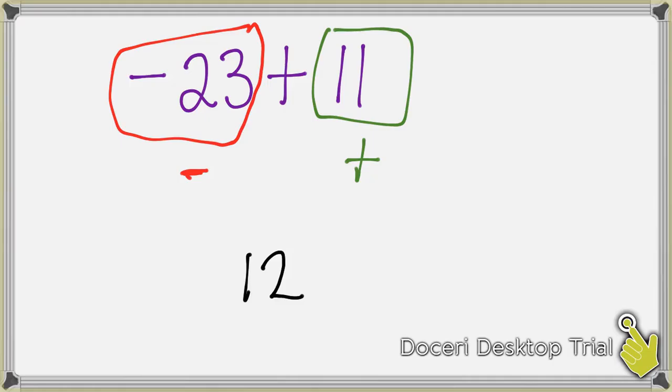Now, we're not done. We have to figure out what sign it has. So we're going to keep the sign of the bigger absolute value. -23 has a bigger absolute value than 11. So since that is negative, our final answer is negative. So the answer would be -12. I'm going to give you another one to try. -4 plus 12. Pause it, try it, and we will talk about it.